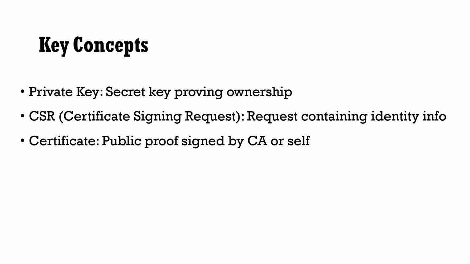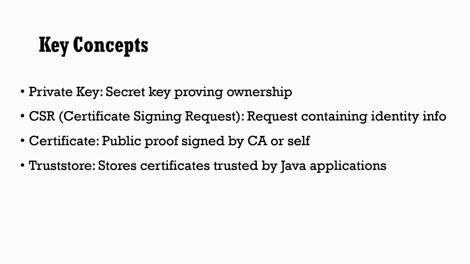Next, certificate. This is your public proof. It's what tells the world I am who I say I am. It can be self-signed for development or testing purposes only, and CA-signed for production. Then trust store. In Java, a trust store is a special file that holds the certificates your application trusts. So when your application connects to another service using HTTPS, it checks the server certificate against the trust store to make sure it's safe.